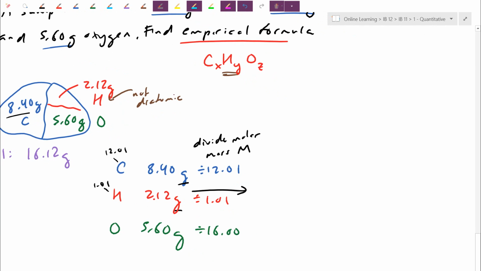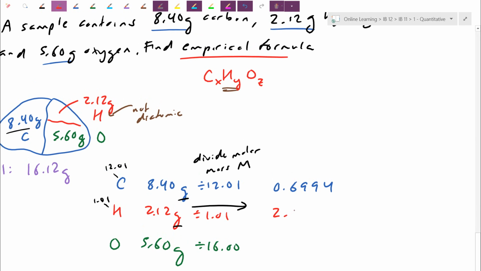All right. In this case here, I'm going to tell you can be a little bit sloppy with sig figs. We'll see why in just a second here. So keep a few extra decimals. I'm getting 0.6994. 2.12 divided by 1.01. I know divided by 1 doesn't really change much, but still type that in. 2.099. 5.6 divided by 16 gives me, oh, that's a nice number, 0.35.